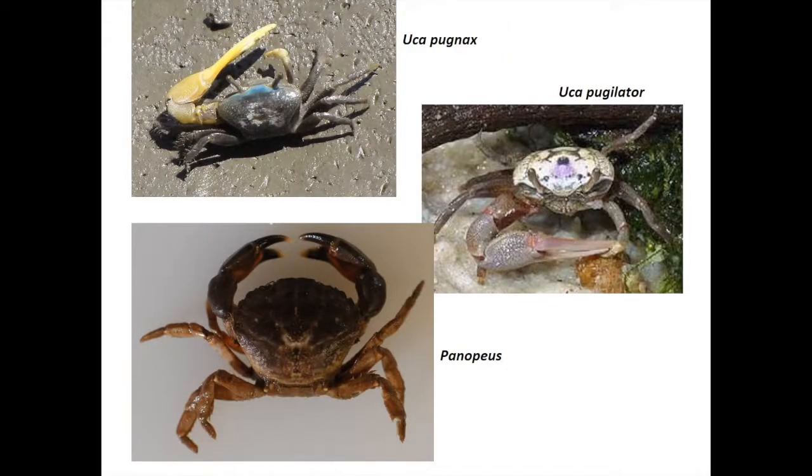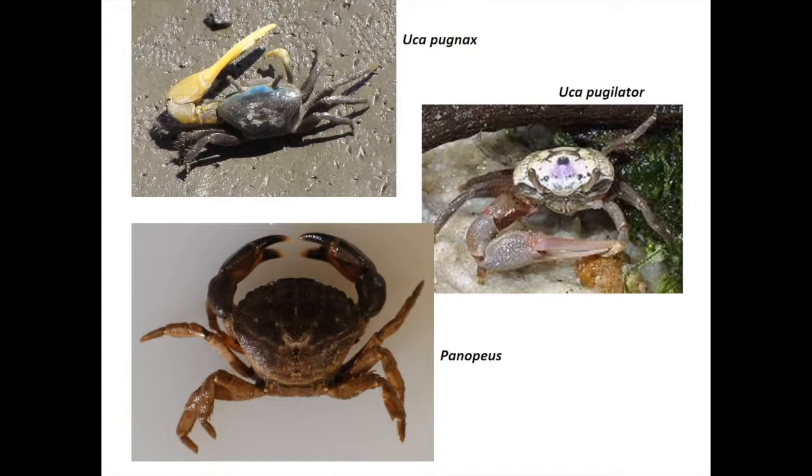Here are the two species of fiddler crab that dominate in our marshes, Uca pugnax and Uca pugilator. You can usually tell Uca pugilator because it has that purple spot on top of the carapace. These are both males. The males have these very, very large claws. One claw is way large, the other claw is very small. Only the small claw can be used for feeding, and that large claw is used for signaling females, signaling other males that this is my territory, and for male-male combat.